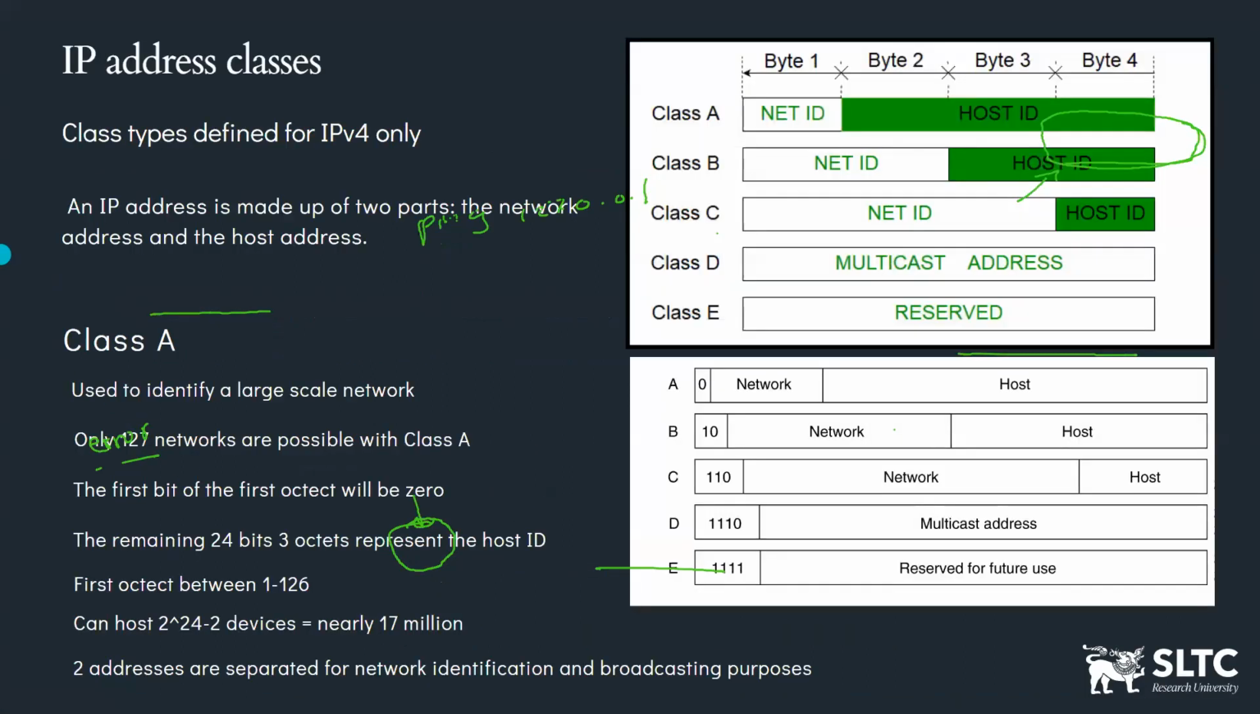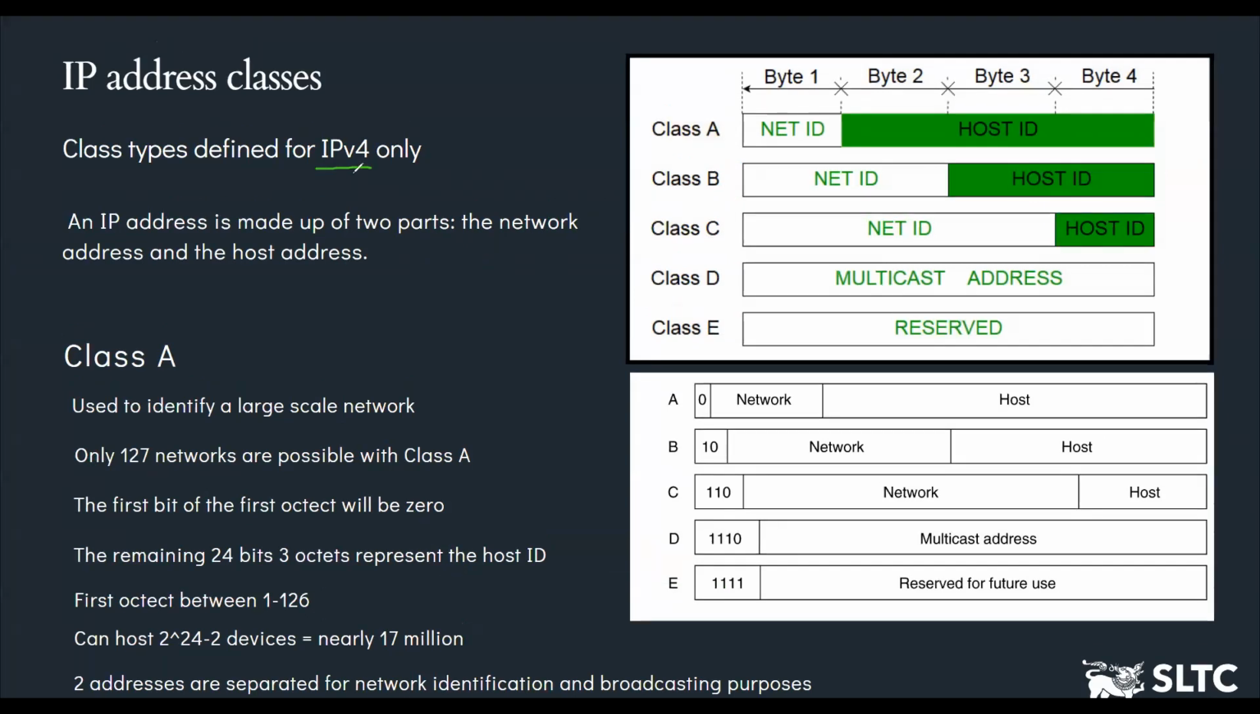We have five different types of IP address classes: class A, B, C, D, and E, right? These class addresses are defined for the IPv4 version only, because IPv6 does not need this classing address scheme to identify the different IP addresses. Only in the IPv4 address scheme have they defined these kinds of classes.